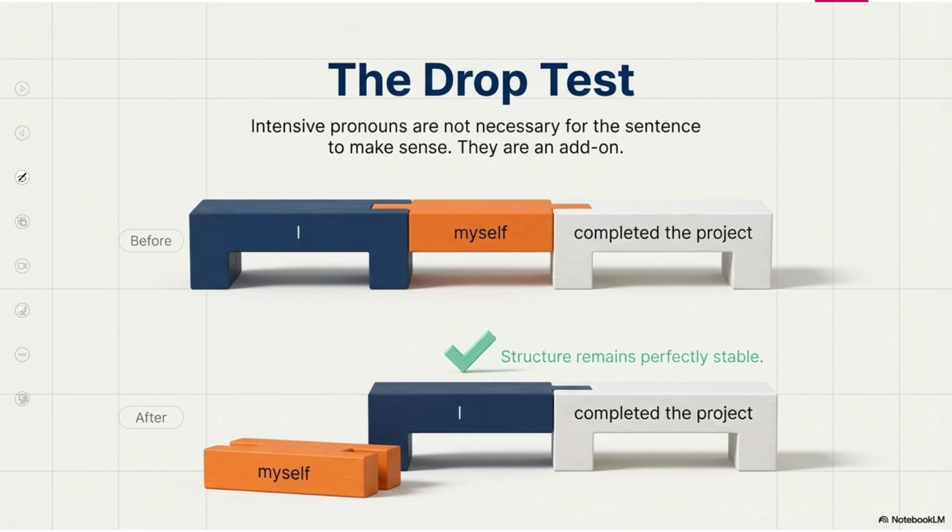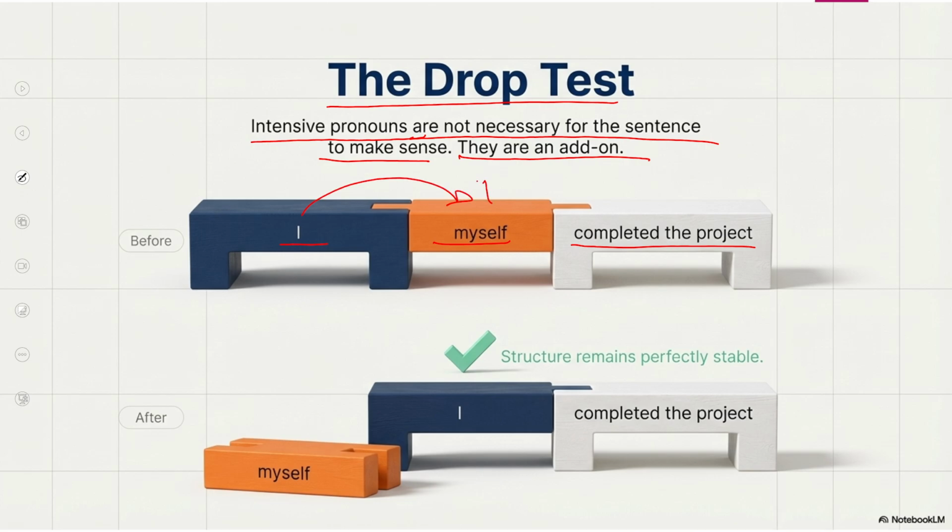Look at this. The drop test. It means that if we drop intensive pronouns, the sentence is still complete, because they are not necessary for the sentence. Keep in mind, they have no connection with the sense or understanding. They are an add-on. It means that they just add stress on the subject. Look at this. I myself completed the project. Now, we have used the intensive pronoun myself in this sentence, and myself is bouncing back at the subject, the doer.